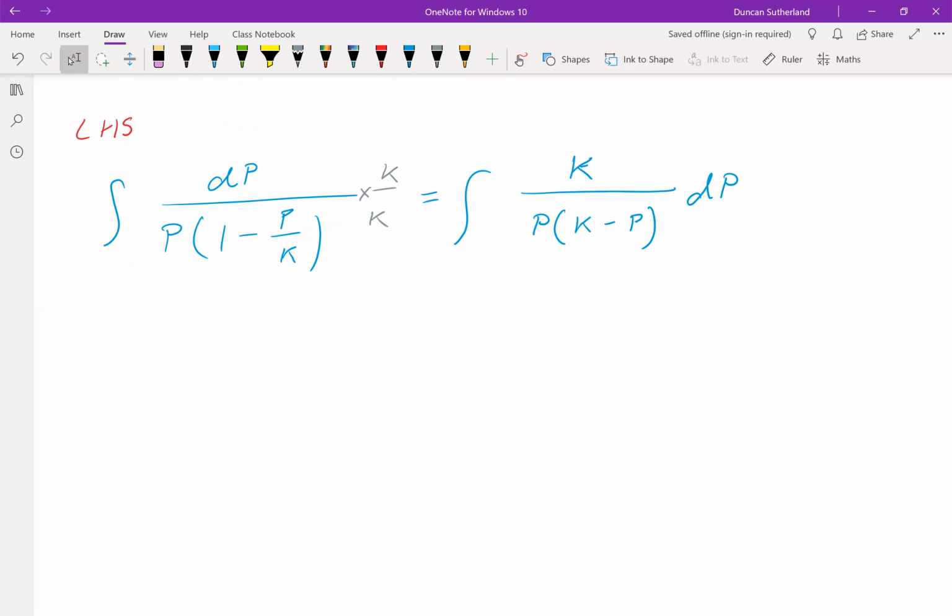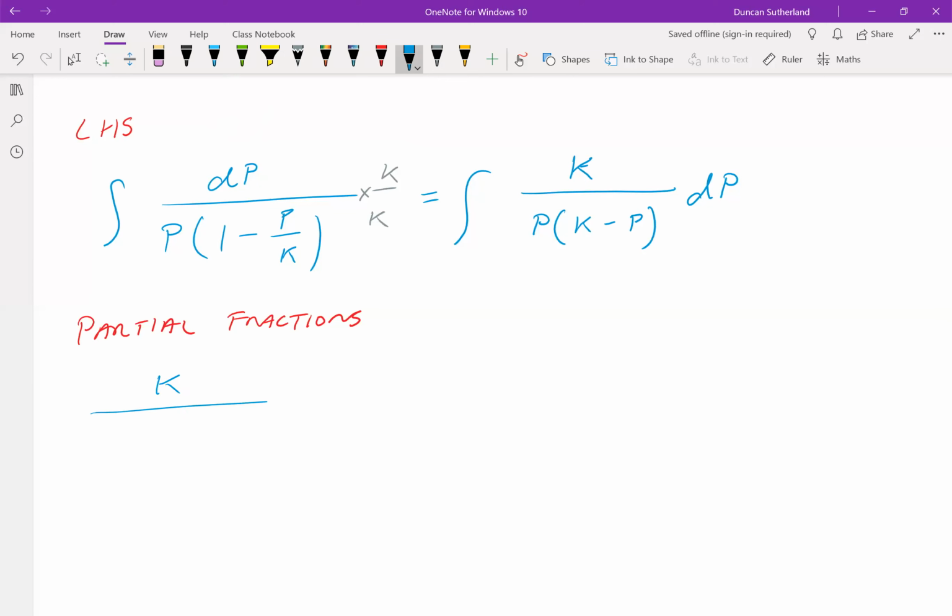The integrand is a rational function. The denominator has two linear factors which are not repeated, so we can use partial fractions to break this up. If you're a bit wobbly with partial fractions, you can go back and see the other videos that I've recorded on that.